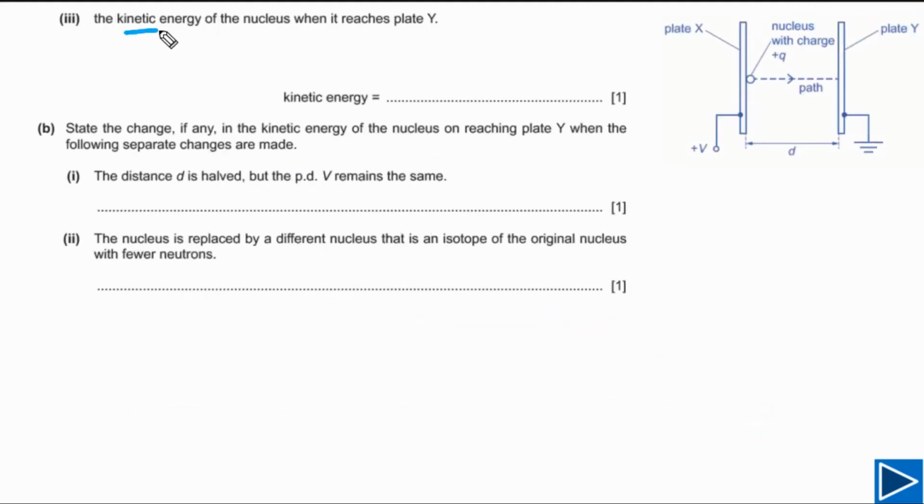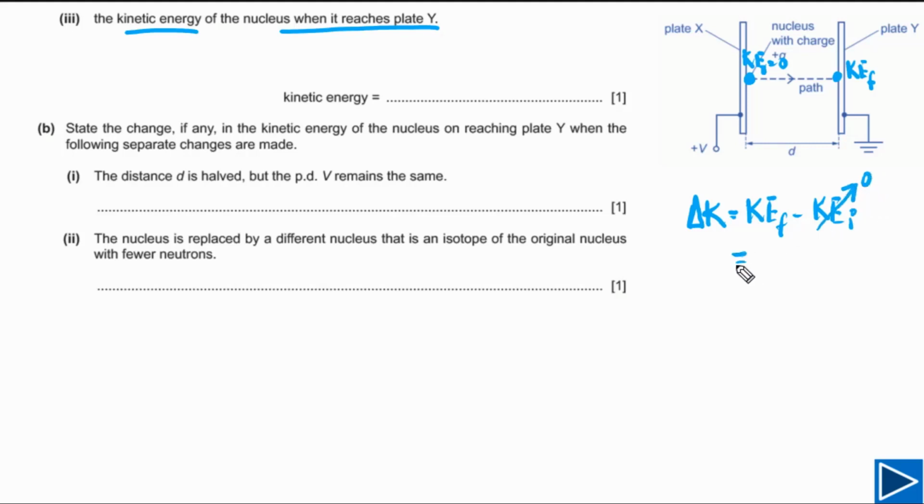For this part, we need to calculate the kinetic energy of the nucleus when it reaches plate Y. When this nucleus was at plate X, its kinetic energy is equal to 0 because it was stationary. So we can say the initial kinetic energy of the nucleus is equal to 0. When it reaches plate Y, it has a certain amount of kinetic energy. We can say that is the final kinetic energy. If we need to calculate the change in kinetic energy, that will be equal to KE final minus KE initial. But KE initial is equal to 0.